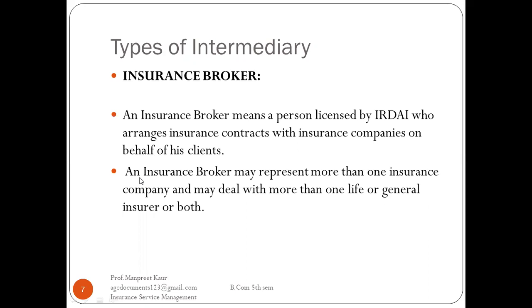The next point is that an insurance broker may represent more than one insurance company or may deal with more than one of life or general insurance, or both. A person who is appointed by a client for opting for an insurance policy and making the contract with the insurance company may represent more than one insurance company, that is, have contact with more than one insurance company. That particular insurance broker may also deal with more than one kind of policy. That is, one is life insurance policies, another is general insurance policies, or they can deal with both life insurance and general insurance policies.